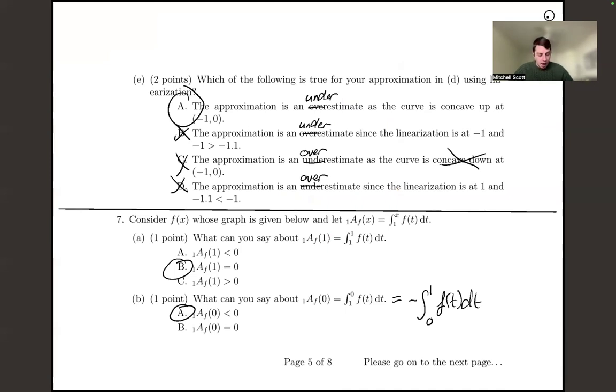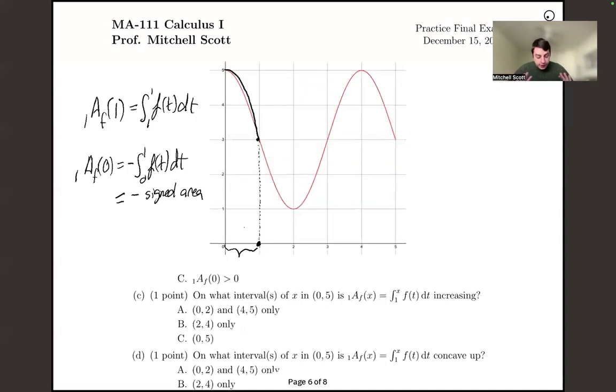Okay? Now we'll go fully to this page now. On what intervals of x in 0 to 5 is 1A f of x, right? Now x is not fixed. We're allowed to move x around, which remember is this integral from 1 to x, f of t dt. When is it increasing? On what interval, right? So remember, what we're essentially doing is we're trying to find the integral. I'm going to erase this.